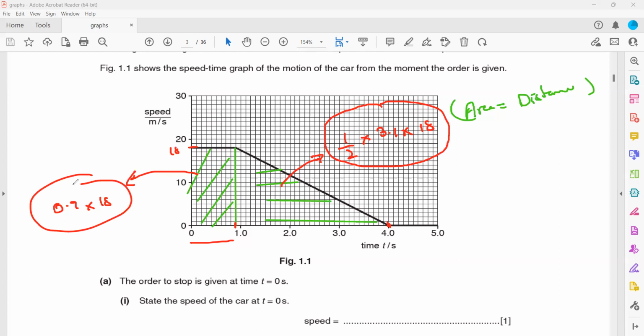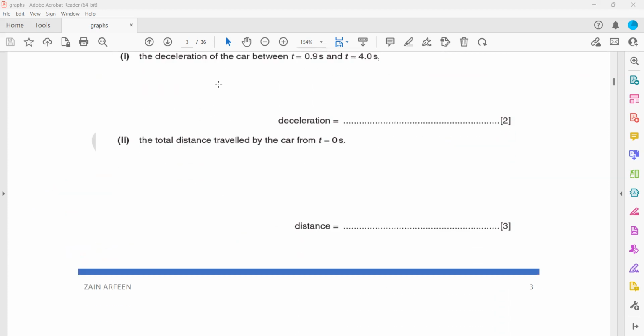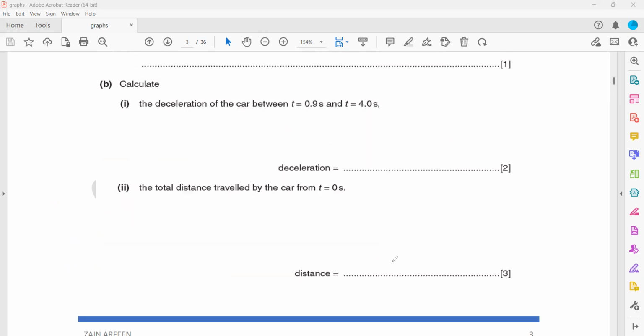So 0.9 times 18 is 16.2. And 3.1 times 18 divided by 2 is 27.9. This is 27.9 plus 16.2 equals 44.1. So the total distance traveled by this car is 44.1, and because the speed was given in meters per second, the unit will be meters. If the speed was in kilometers per hour and time in hours, then the unit will be kilometers.